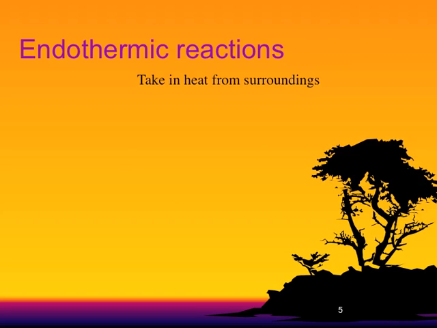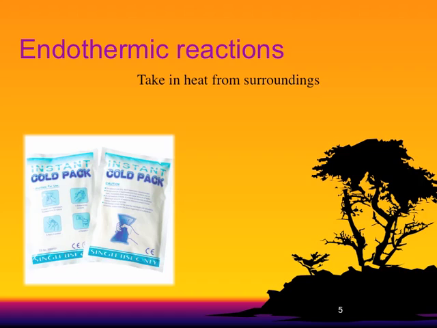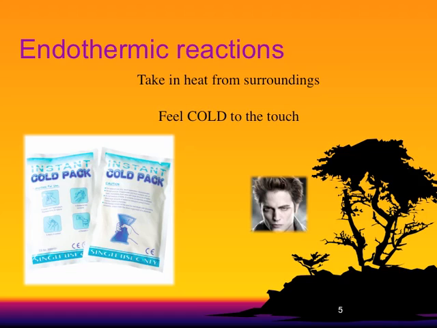An example might be a cold pack. So you can see here that the directions on this cold pack say to squish it and then shake it, and then it will get colder. What that cold pack is doing when you squish it and shake it is you're initiating a chemical reaction inside there that takes heat away from whatever it's in contact with. So if that cold pack is touching something, say it's touching your swollen knee that you just injured, it's going to take heat out of your knee, and your knee is going to feel colder. Endothermic reactions feel cold to the touch. Again, going with our Twilight analogy, the vampires would be endothermic.